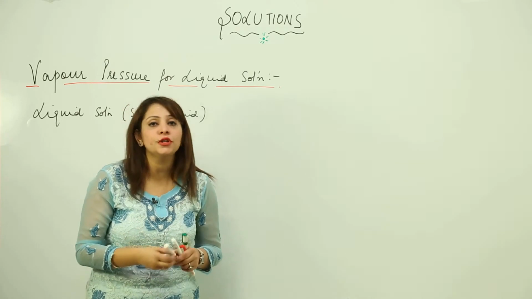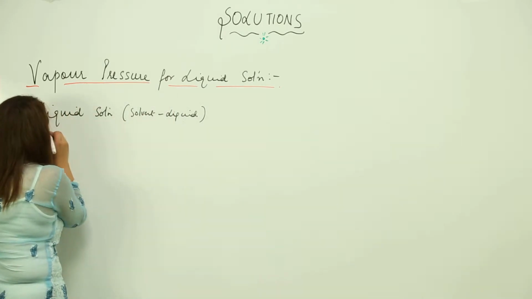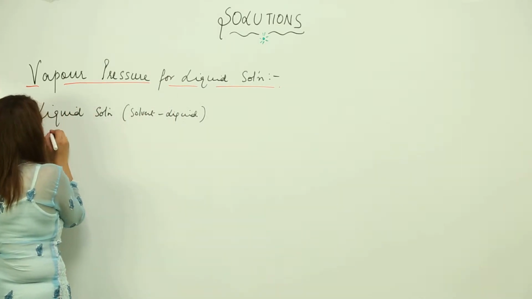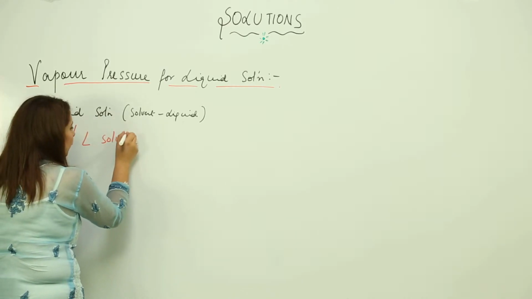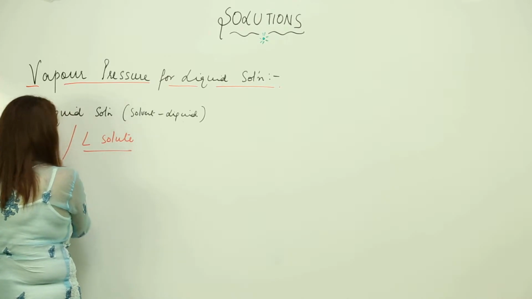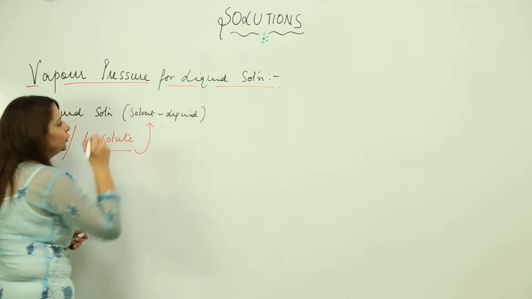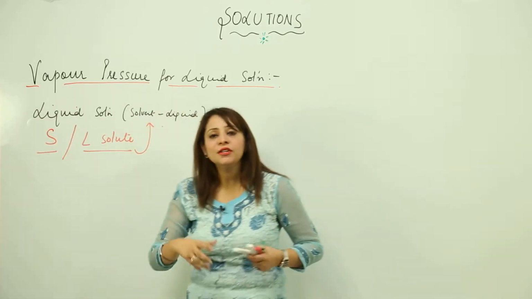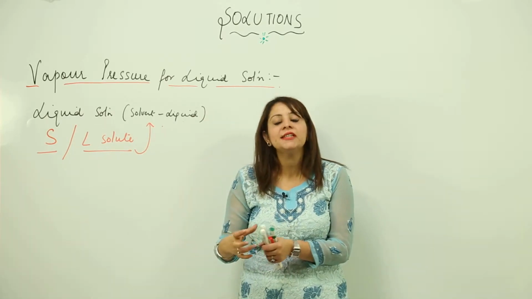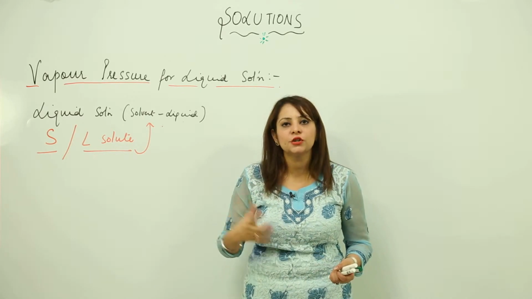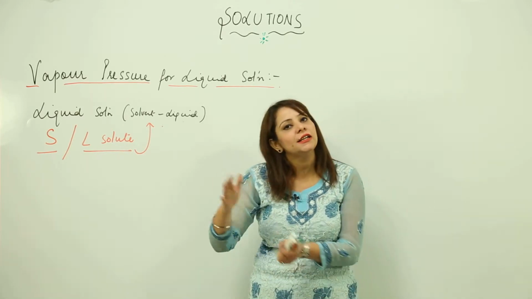Now when we talk about the solute, in this case what kind of solute will we be taking? We can take the solid solute, we can also take the liquid solute. So the solute can be liquid or solid, but definitely the solvent is going to be liquid. So we can have a solution with a solid solute and liquid solvent, or we can have a solution in which there is a liquid solvent and a liquid solute.